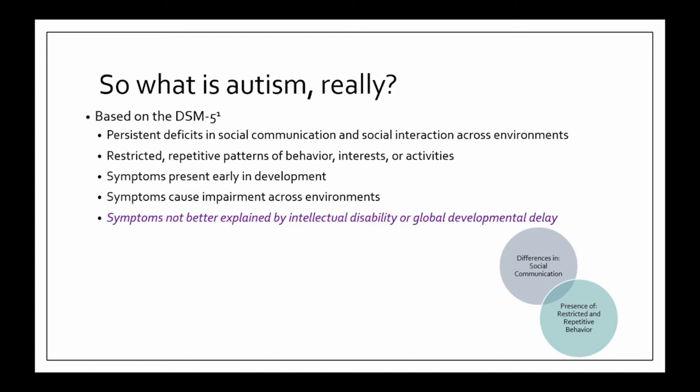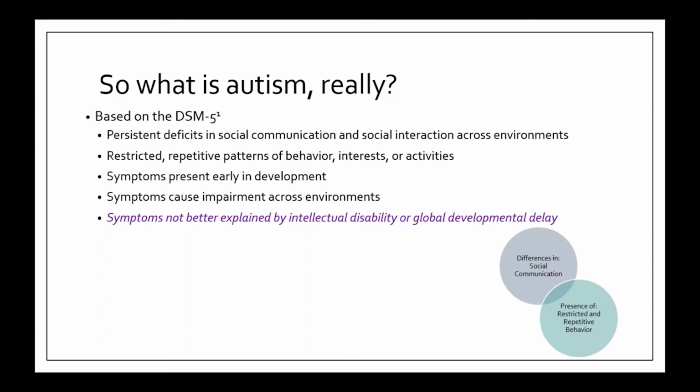We also talk about restricted and repetitive patterns of behavior. What that can look like are things like hand flapping or doing things with one's body. It could be repetitively playing with a toy. It could be having difficulty with transitions or changes in routine. It could be having highly restricted interests, so really liking a specific topic and referencing that topic over and over again. And it can look like sensory differences, so either being over or under responsive to different sensory stimuli.